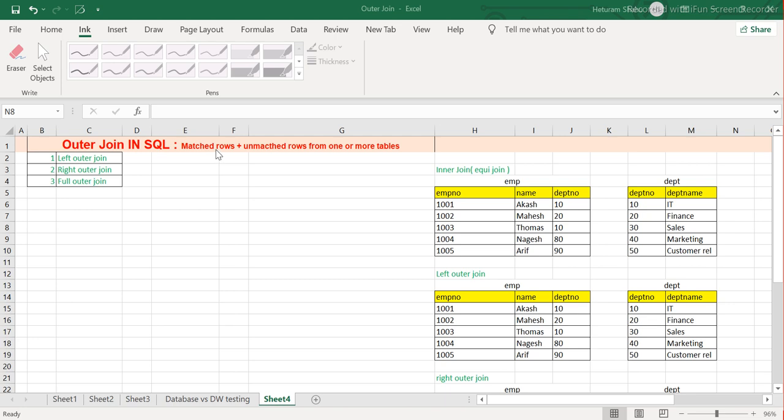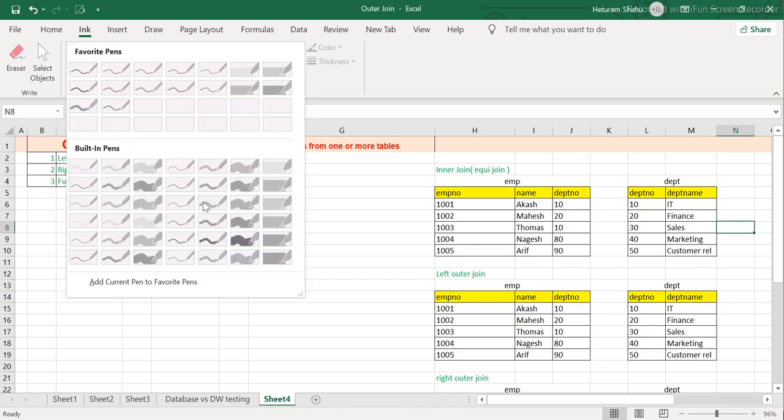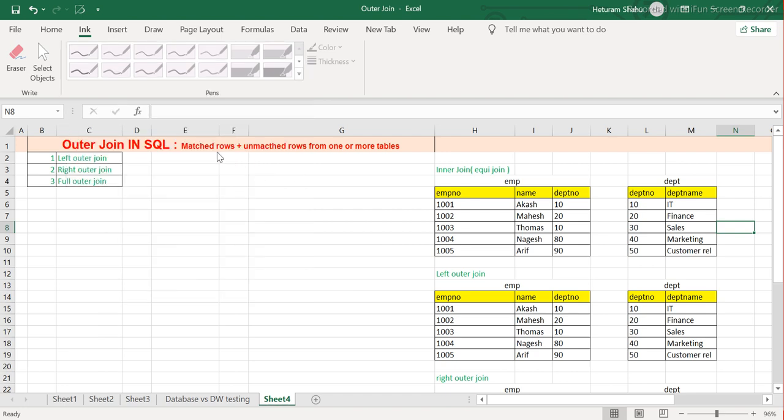Outer join is basically a set of matched rows plus unmatched rows from one or more tables. So this is basically the output of matched rows. Let's see what it means when I say matched rows. Matched rows are nothing but an equijoin, guys. Matched rows are the records that are matching together.